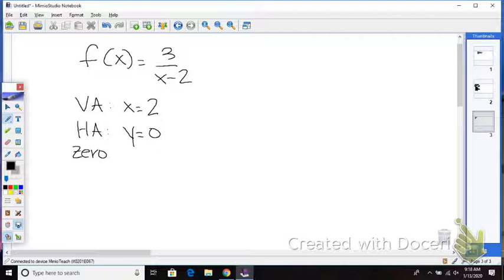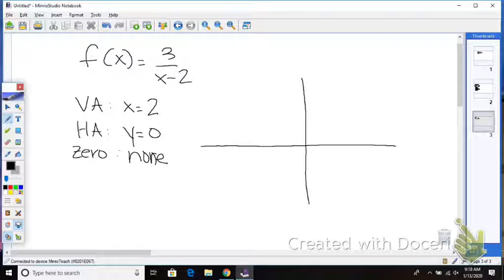And the 0, or the x-intercept, is what? Nope, it'd be none, because we don't have an x on the top. When we solve for our x-intercepts or for our zeros, we take the top part and set it equal to 0. In this case, you'd have 3 equals 0, which doesn't tell you anything. So if there's no actual x on the top, then there's no zeros.